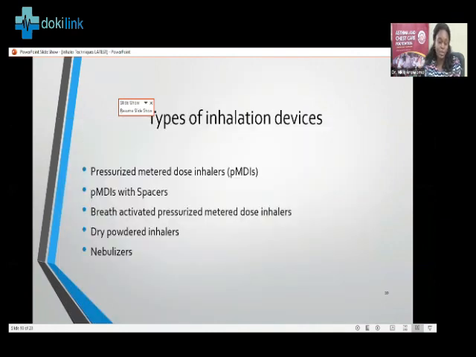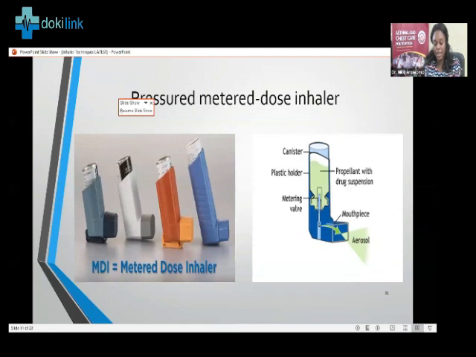Now, what are the types of inhalers we have? We have the pressurized metered-dose inhaler, which can be used with or without a spacer device, the breath-activated PMDIs, then the dry powder inhalers, and also the nebulizers. The pressurized metered-dose inhaler is the most common device for inhaled drug delivery, and it consists of a pressurized canister and a chamber outfitted with a mouthpiece and a protective covering. The canister contains the medication as well as a solvent and a liquid propellant. This inhaler is designed to deliver the exact dose of the medication. It's important to note that aerosol inhalation has to be coordinated with dose actuation.